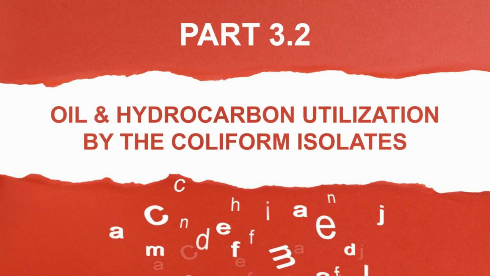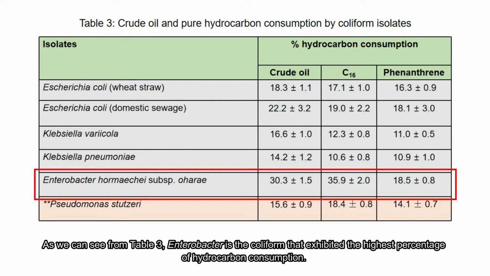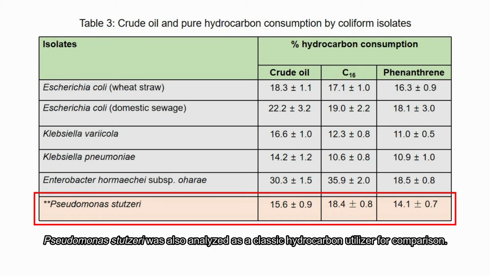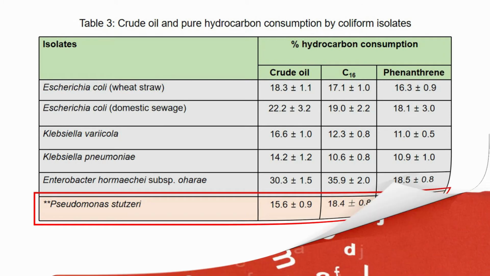Oil and hydrocarbon utilization by the coliform isolates. As we can see from Table 3, Enterobacter is the coliform that exhibited the highest percentage of hydrocarbon consumption. Pseudomonas putida was also analyzed as a classic hydrocarbon utilizer for comparison.